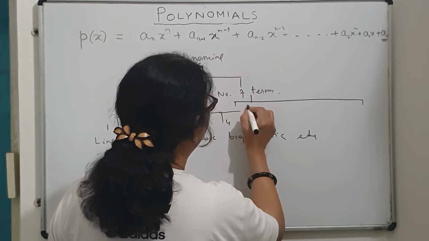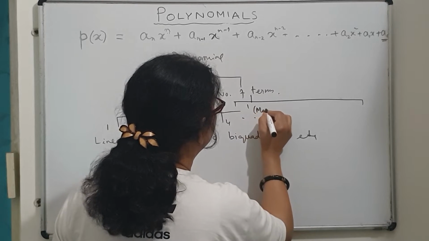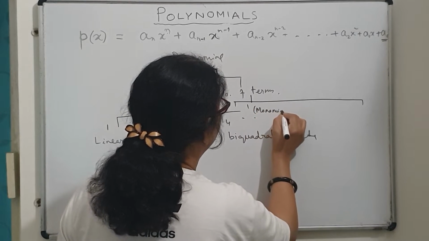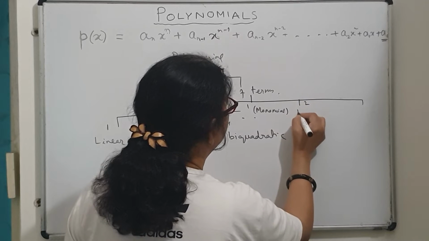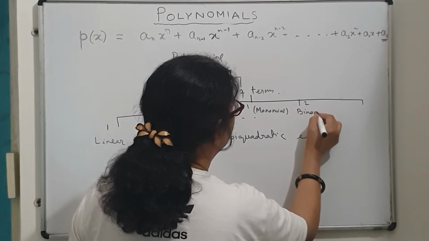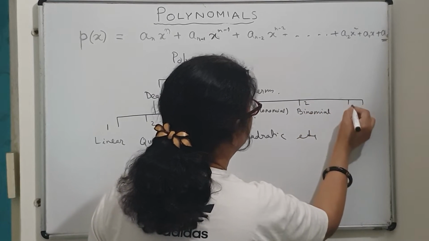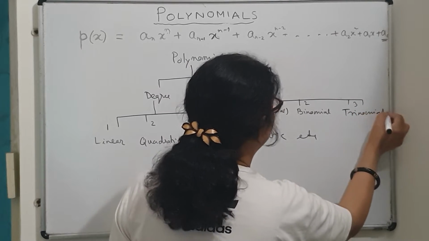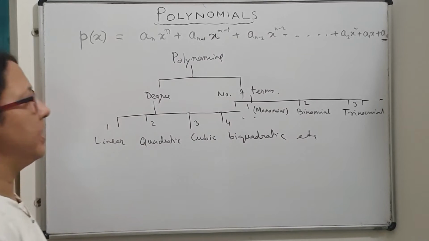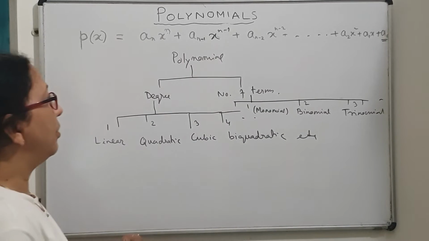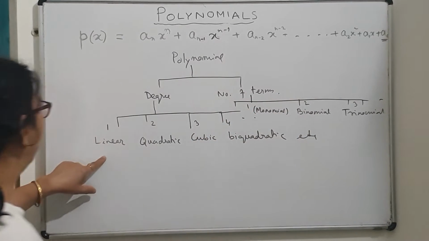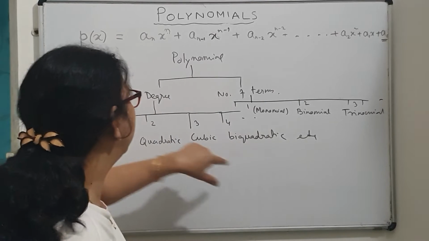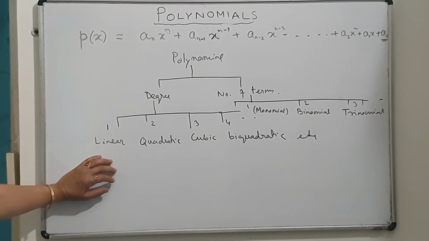Say, if only one term, then it is monomial. If 2 terms, binomial. If 3 terms, trinomial, etc. So from these names we will be able to know how many terms are there, and with these names I will be able to know about the degree of the polynomial. Okay.